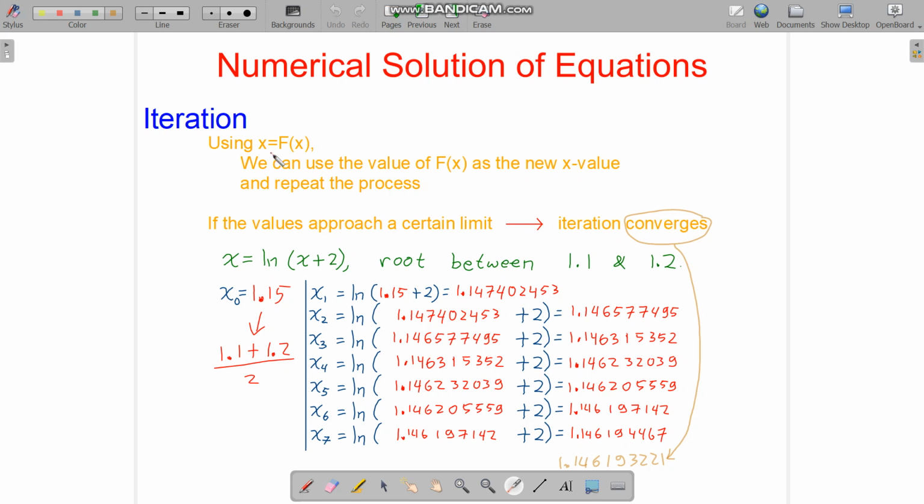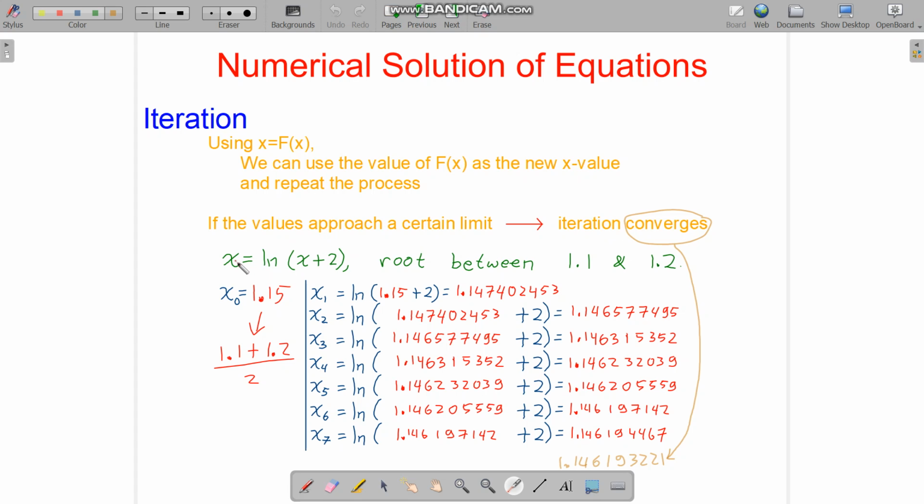Iteration, use x equals something. We can use the value of that F of x as the new x value, and we can repeat the process and improve our approximation. Notice that we are using capital F here, big F. If the values approach a certain limit, we say the iteration converges.